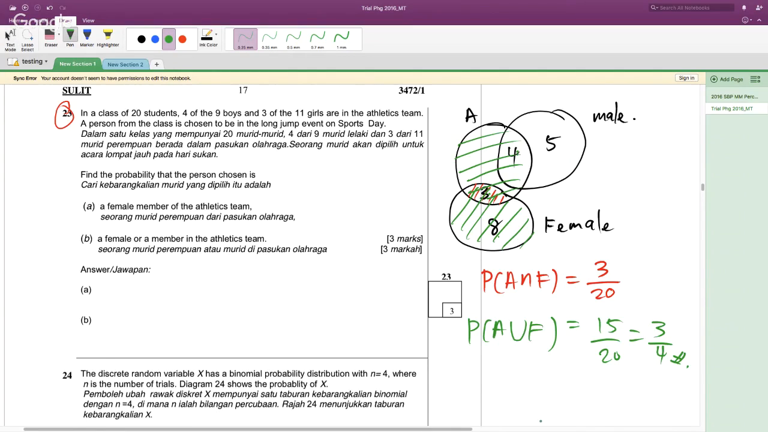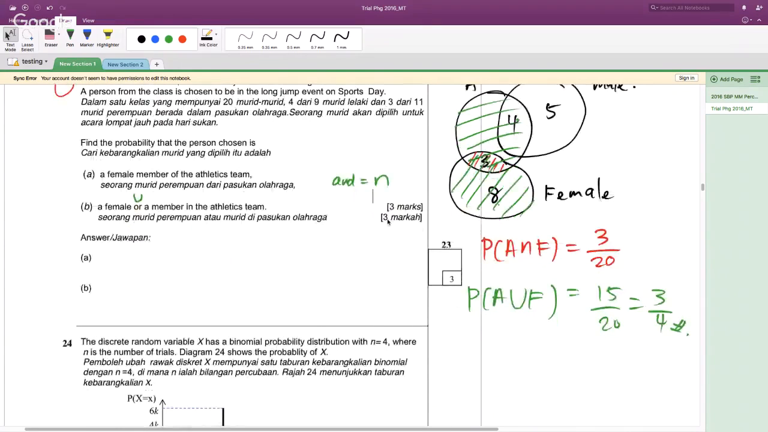This is how we solve this kind of question. You must get the idea of what is the meaning of or and and. Or actually means union, and and actually means intersect. All right, you must get this idea.